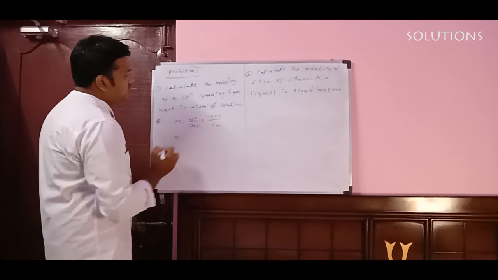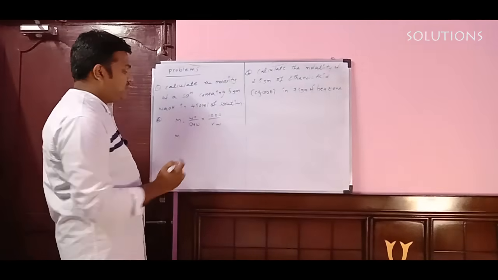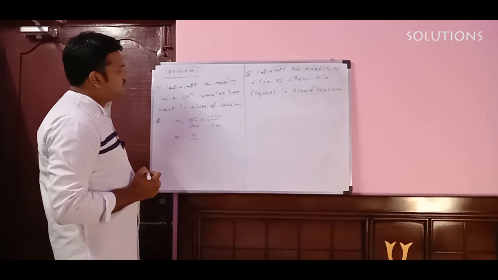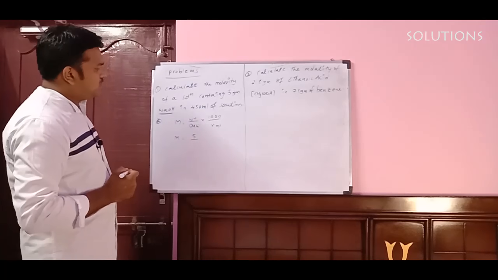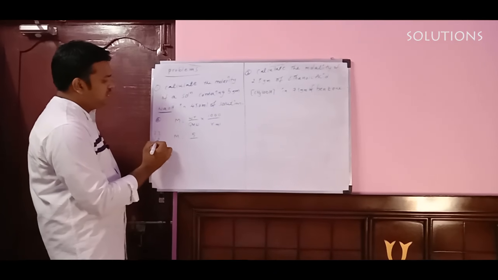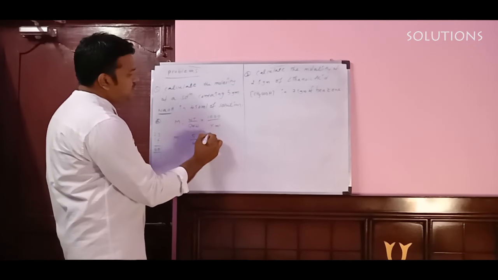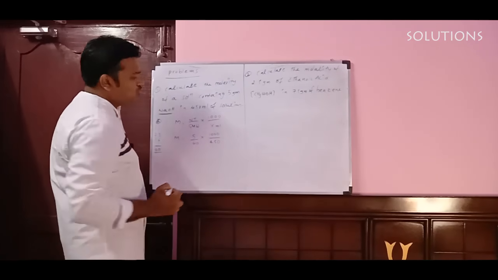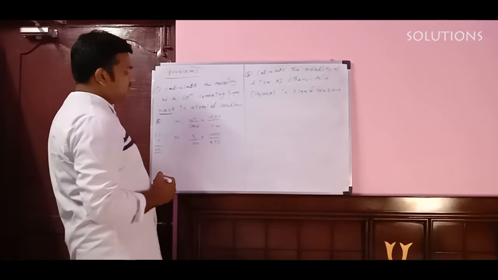What is the weight of the solute here? 5 grams, divided by the gram molecular weight of the solute. NaOH is the solute. Adding sodium 23, oxygen 16 and hydrogen 1, you get 40 grams. So that is 40 into 1000 by the volume given, which is 450 ml. Clear?